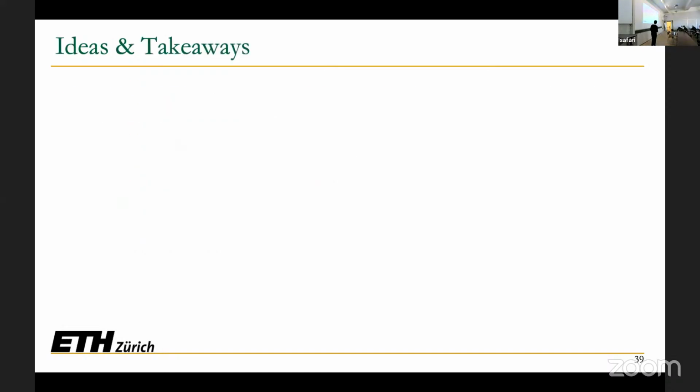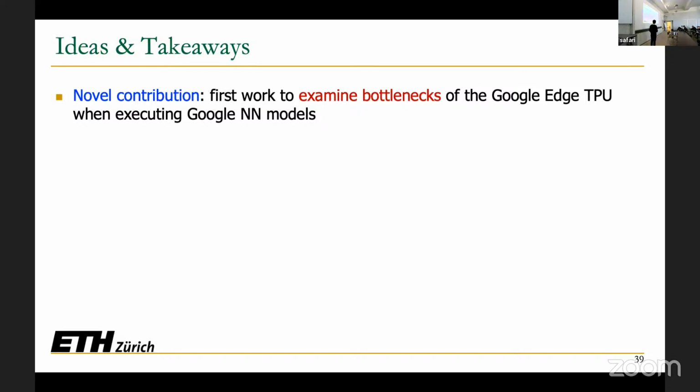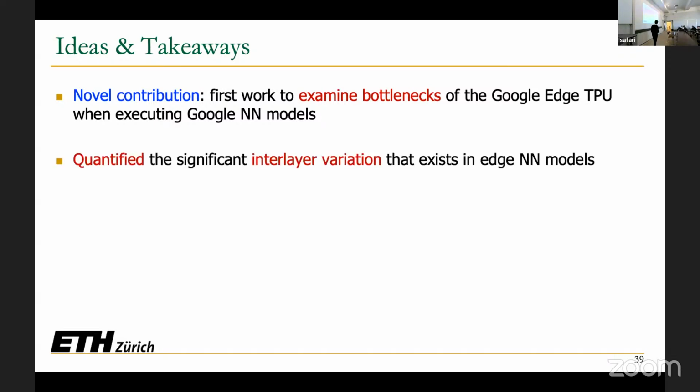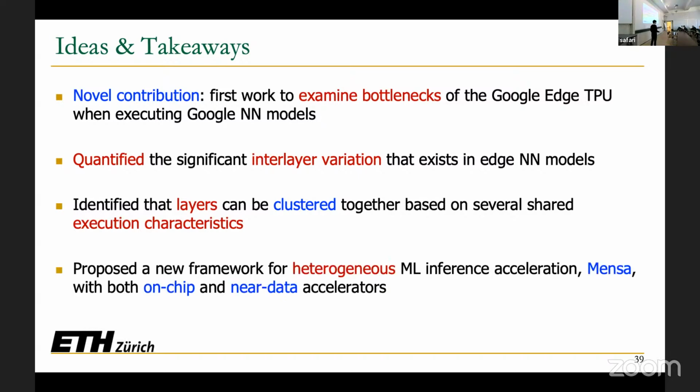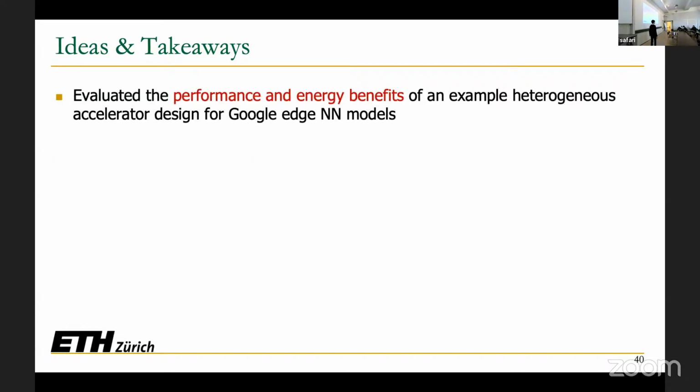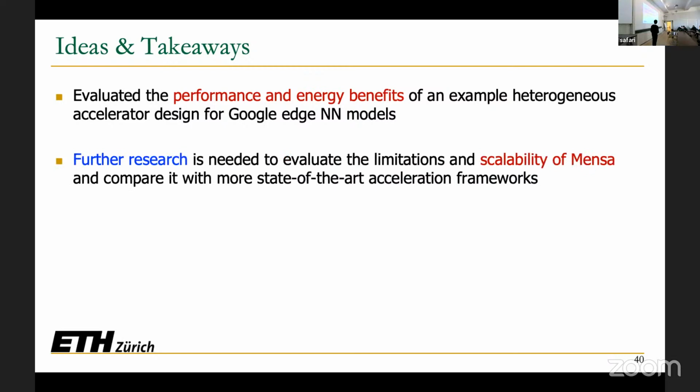So the key takeaways from the research paper are the novel contribution: it was the first work to examine the bottlenecks of the Google Edge TPU when executing models. It quantified the interlayer variation that exists within and across the models, and it identified that layers can be clustered together based on several shared characteristics. It proposes a new framework for ML inference acceleration called Mensa, with both on-chip and near-data accelerators. And it evaluates the performance and energy benefits of using such an acceleration framework on the Google neural network models. However, further research is needed to evaluate the limitations and scalability of Mensa and to compare it with more acceleration frameworks.